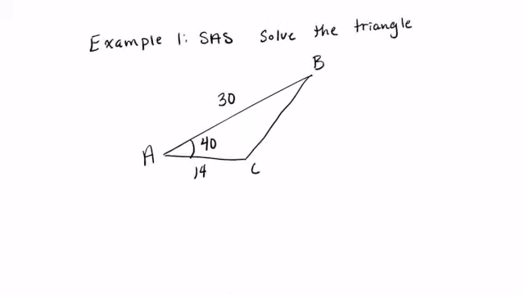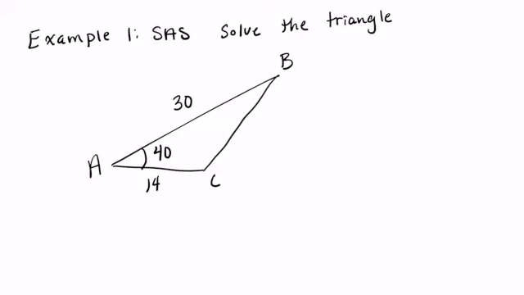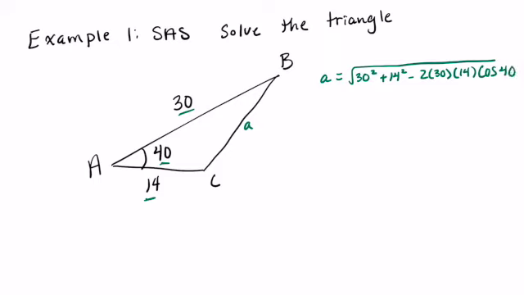So let's look at example number 1. They want us to solve the triangle. I have side, angle, side. The very first thing I need to look for is side A. Again, whatever side I'm looking for, I take the square root of my included sides. So I have 30 squared plus 14 squared minus 2 times 30 times 14 times the cosine of whatever my angle was. And I'm going to plug that straight into my calculator.